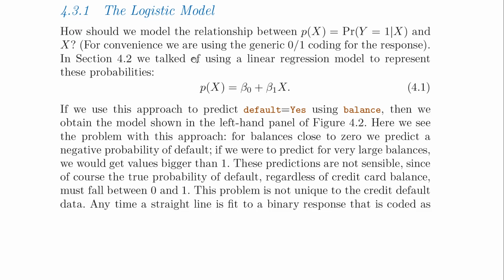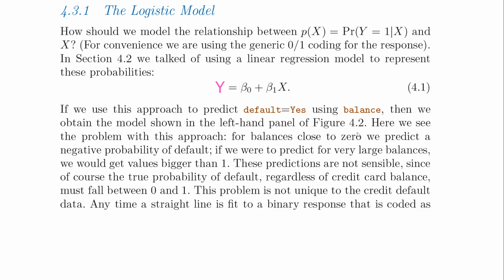For convenience, we are using the generic 0-1 coding for the response, and that one just referring to this one. In section 4.2, we spoke of using a linear regression model to represent these probabilities. If I simply change this to y, this would now be chapter 3. If this was y, this is exactly what we did in linear regression. X is a numerical variable, balance, but y would also be numerical.